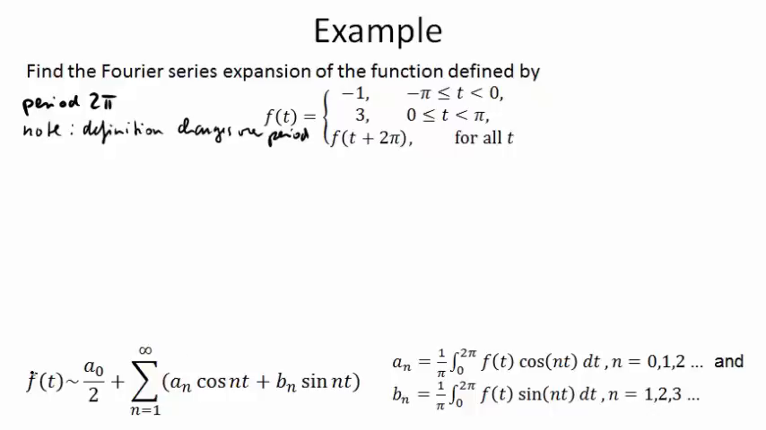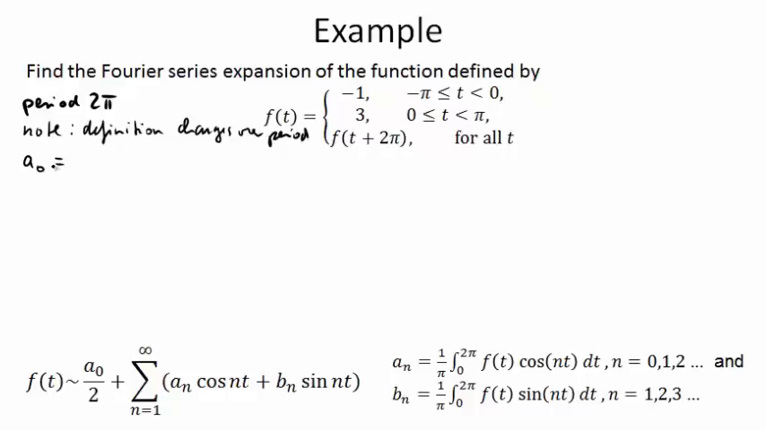The definition of the Fourier series is down here. So f will be represented by this, and what we need to find is a0, an, and bn, and that's it. The definitions for an and bn are here. Let's start with a0.